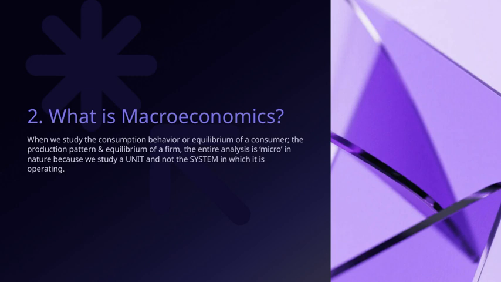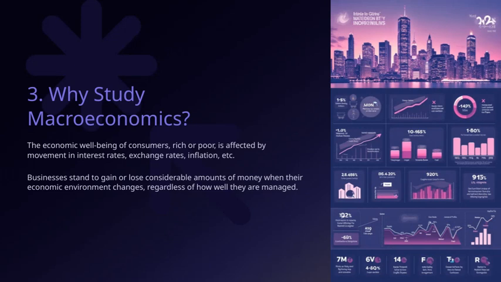Connecting back to our overall theme, understanding both micro and macro aspects gives us a comprehensive view of how economies operate, from the smallest units to the entire system. Businesses can gain or lose significant amounts of money depending on how the economic environment changes. It doesn't matter how well they are managed. External factors can have a major impact.